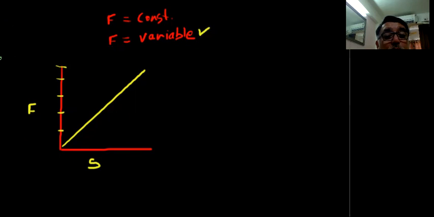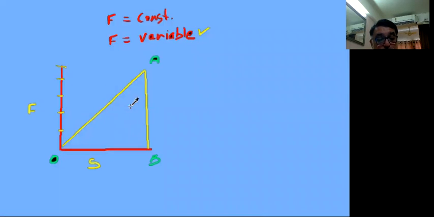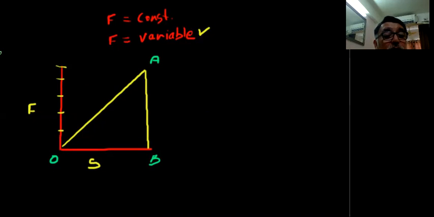In order to find the work done by a variable force, what we do is we find the area of the graph. So this will become our triangle. Let me label this triangle. Let's say this is our origin, this is point A, and this is point B. So OAB is the area under the graph. And to find the area under the graph, we have to find what is the area under the graph.